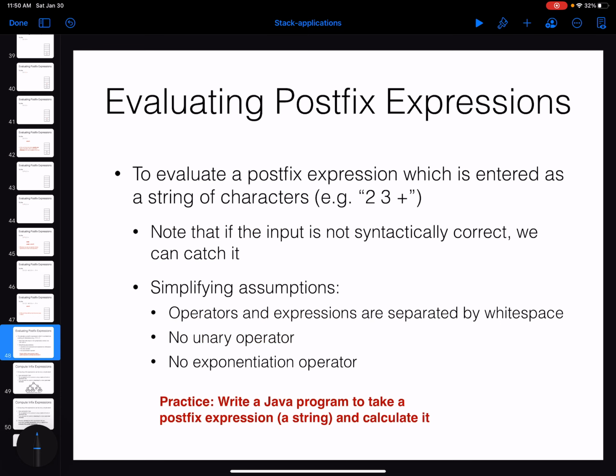So this is the end of this part. Just as a practice, we have seen the algorithm, right? Just try to write a code for the algorithm that we discussed here as an exercise for yourself.